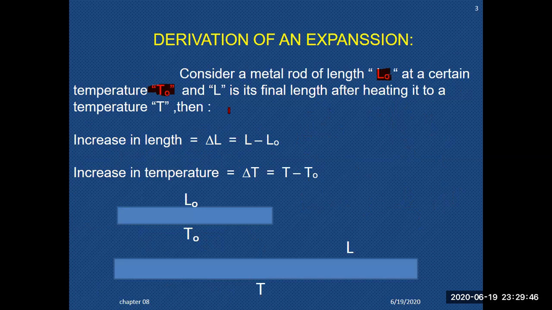Sometimes we say that L naught is the length of the rod at 0 degrees, at temperature T naught, say. And the length L is the final length after heating to temperature T. We have increased the temperature. This one is the length of the rod, and here was the temperature. When we increase the temperature from T naught to T, the length of the rod increases after heating, due to the vibration of the atoms.